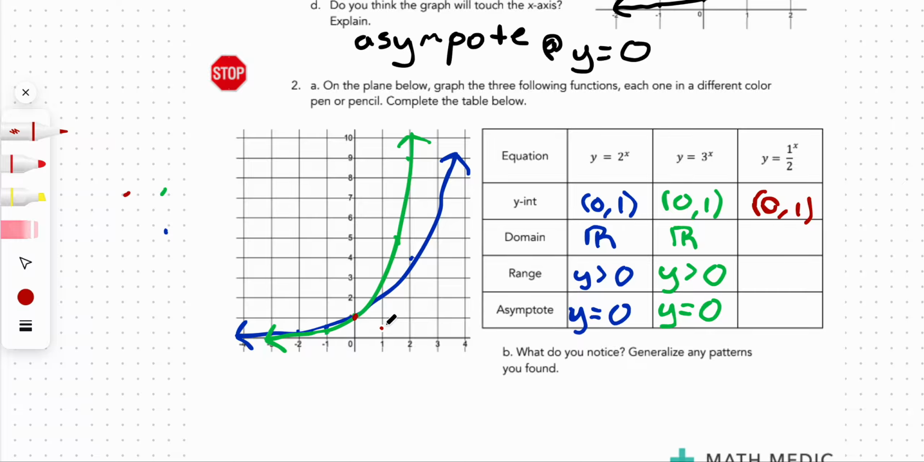So we plot that point there. And we forgot to do the domain. Let's do that right now. What do you guys think it's going to be? Yeah, it's going to be all real numbers again. For all exponential functions, the domain is going to be all real numbers. So you can just put that down. You don't have to think about it. Okay, with the range, let's keep on going.